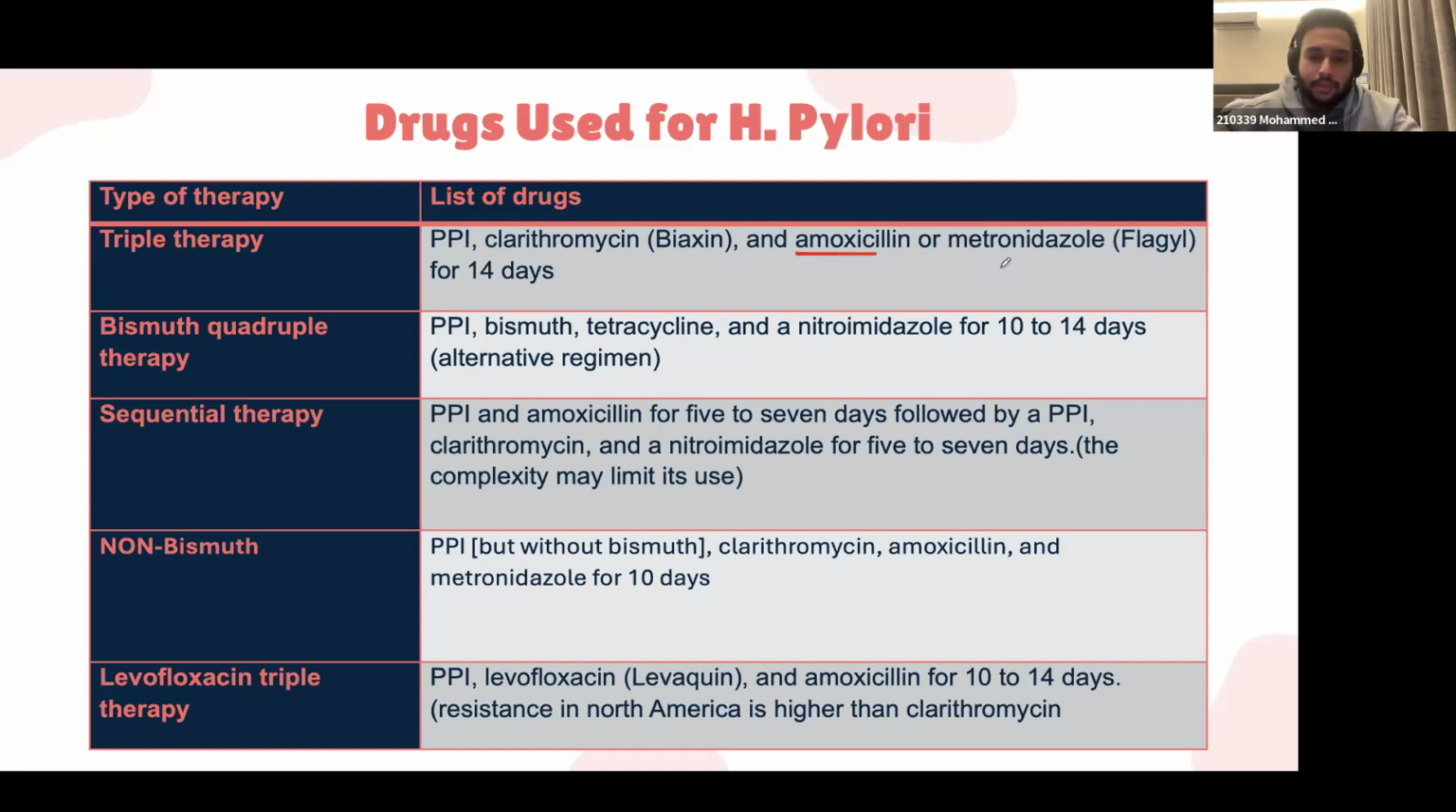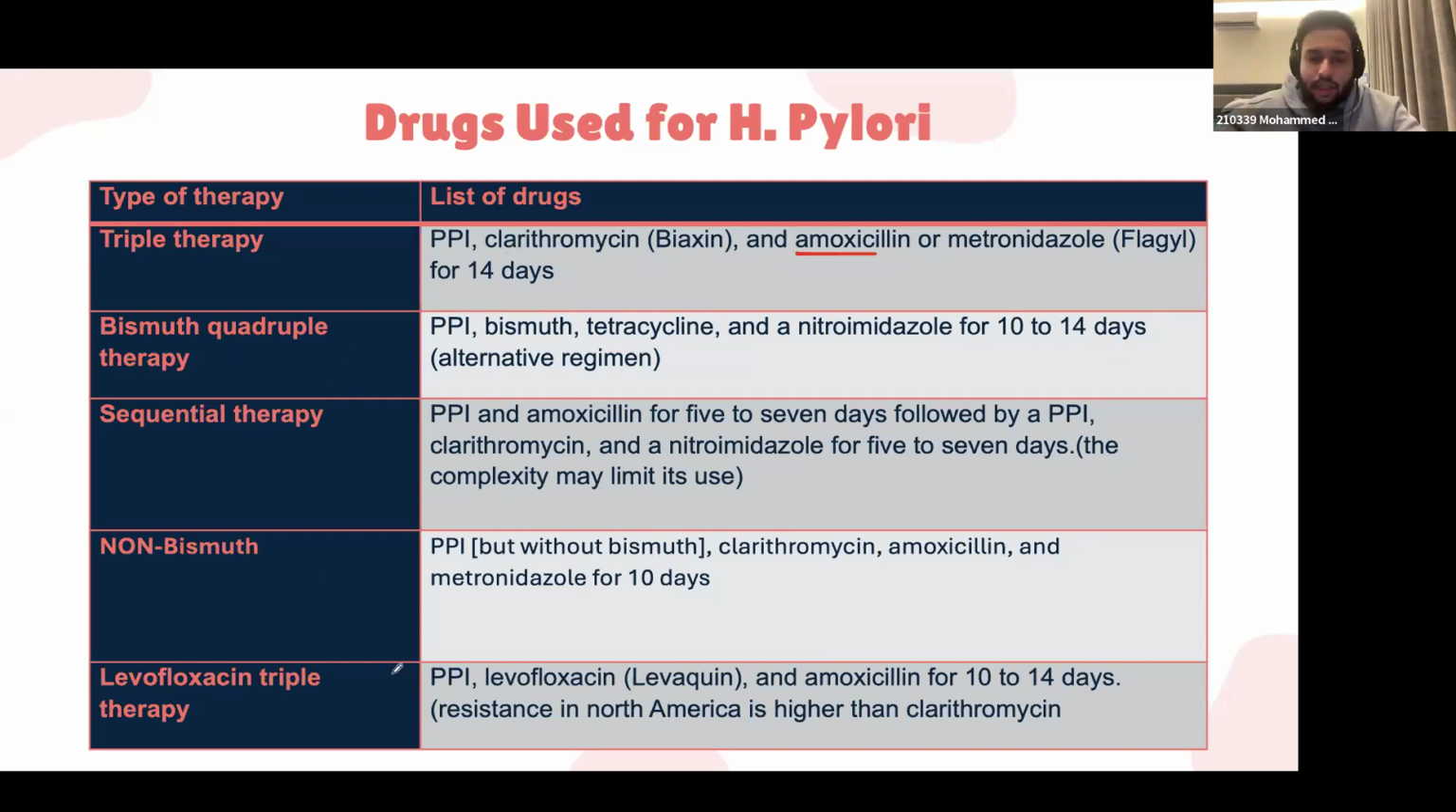Bismuth quadruple therapy, good. Which is PPI, bismuth, tetracycline, and nitroimidazole or metronidazole, whatever. Which is for 10 to 14 days, same thing. You do this if there's clarithromycin resistance in the population above 14%, or if the triple therapy failed with less than 14% resistance, you do the quadruple therapy.